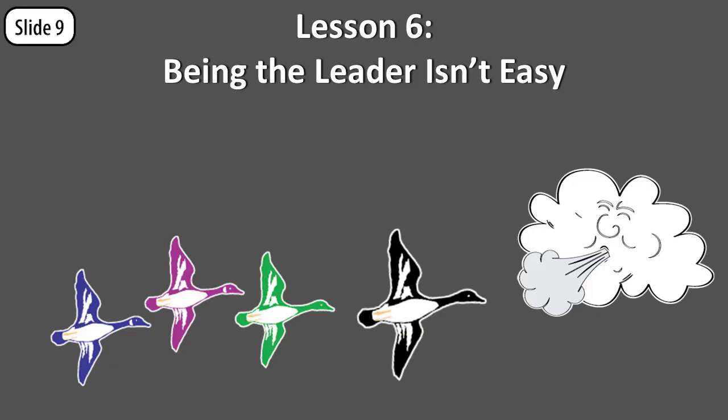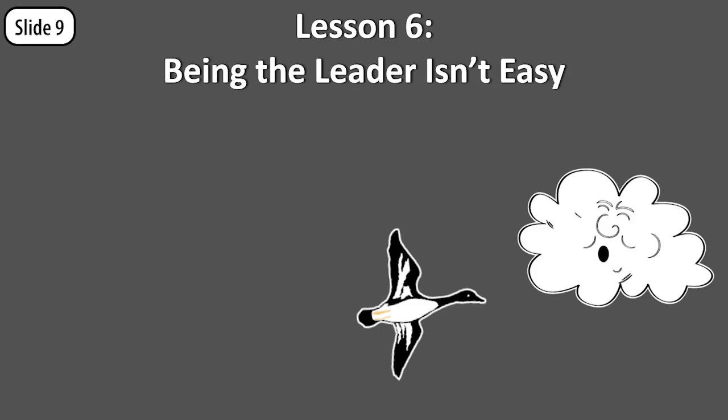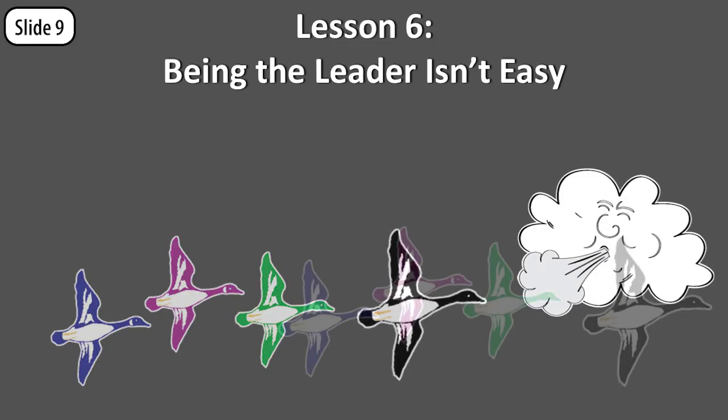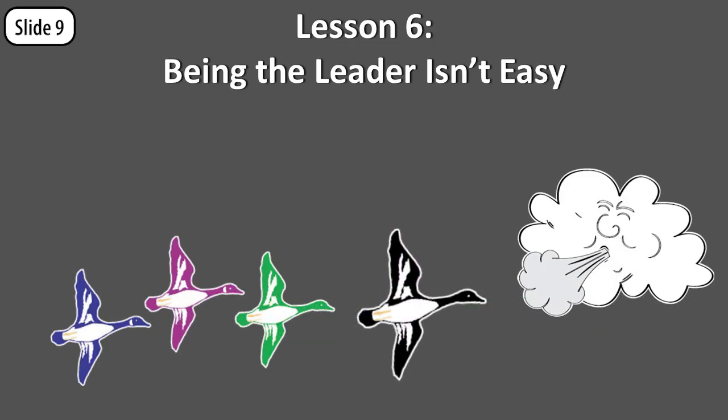Being the leader isn't easy. The animation on this slide illustrates the fact that the lead goose works the hardest. The animation begins with a lead goose flying into the wind, followed by its teammates. Next, a cloud starts to blow the geese back, but the lead goose presses harder to cut a path for its teammates to follow. The lead goose has the hardest job.